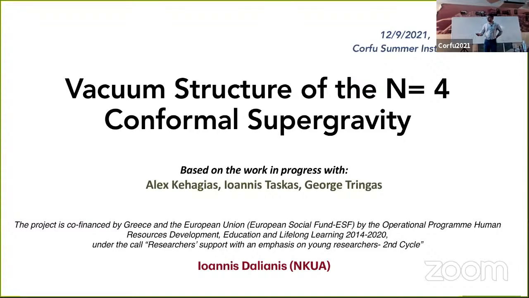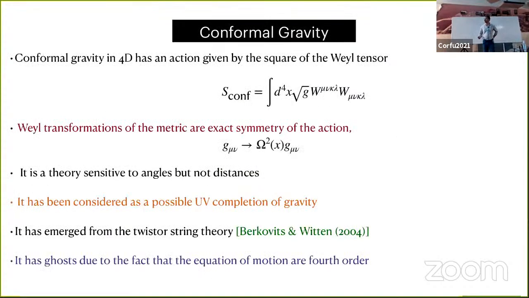So we're going to talk about conformal supergravity. Let's start by saying a few words about conformal gravity, just a small overview. Conformal gravity in 4 dimensions has an action given by the square of the Weyl tensor. So this is the action. And this action has an exact symmetry under Weyl transformations of the metric of this form. So this theory, in contrast to Einstein theory, where the action is described by the Einstein-Hilbert term, is sensitive to angles, but not to distances.